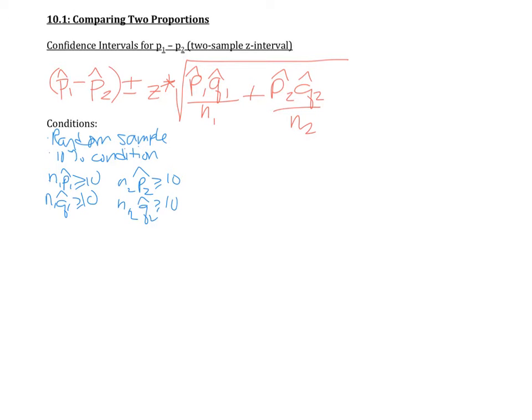One other thing I want to mention, which I didn't write down correctly, is that we have to check that both are random samples, so I should have put an S at the end of that, and the 10% condition has to be true for both of the samples that you have.